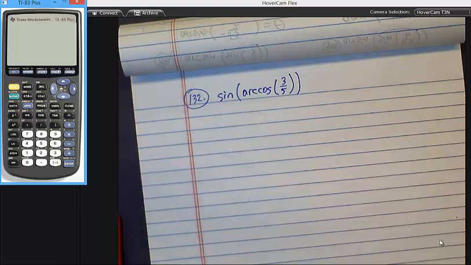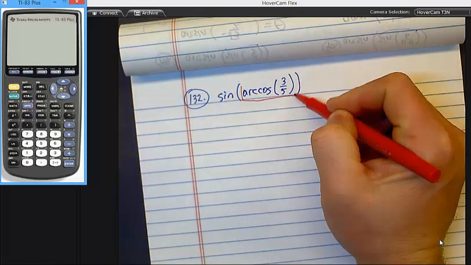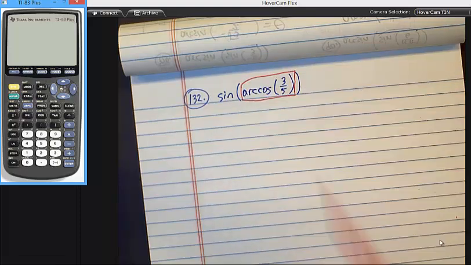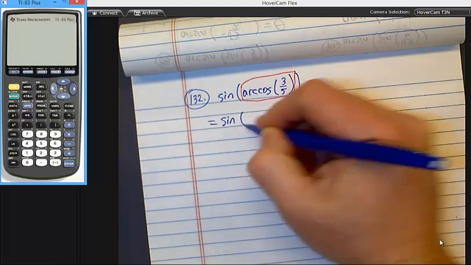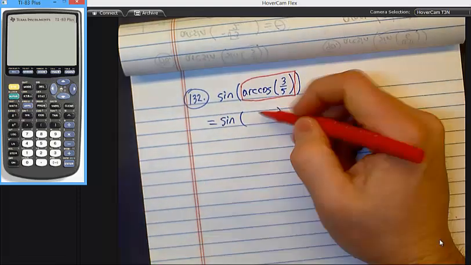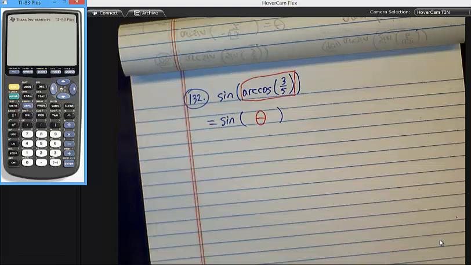What if I tell you that this guy right here is an angle? How do I know that? Any inverse trig function always spits out an angle. Are you with me? So you know what I'm going to write? I'm going to write that this equals the sine of theta. Are you with me? It equals the sine of theta. Okay? And actually, do I know the range of theta?